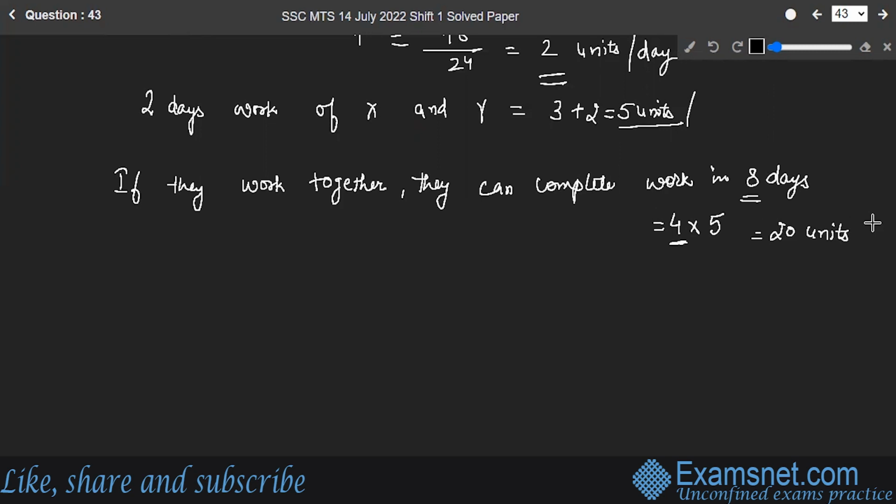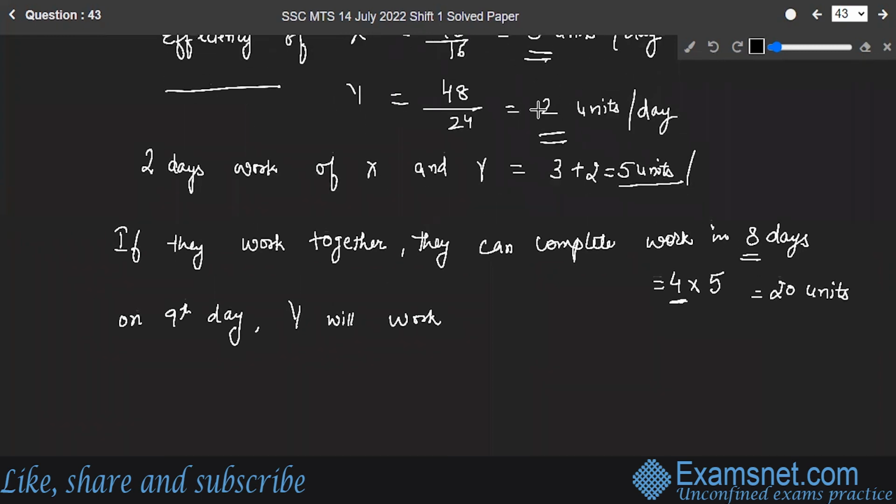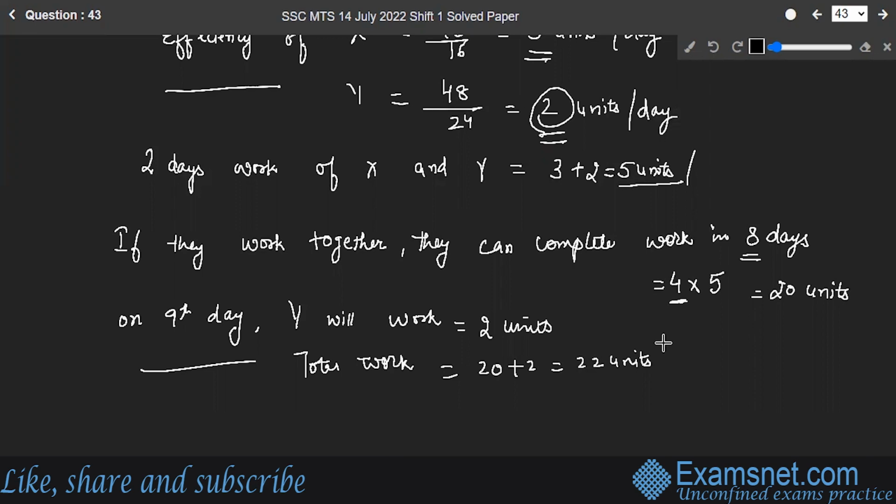So after 8 days, on the ninth day, whose turn will it be? Y will work, right? And how many units does Y do? He does 2 units. So on the ninth day, 2 units of work are done. Total work will be 20 plus 2, that is equal to 22 units, which has been done till the ninth day.